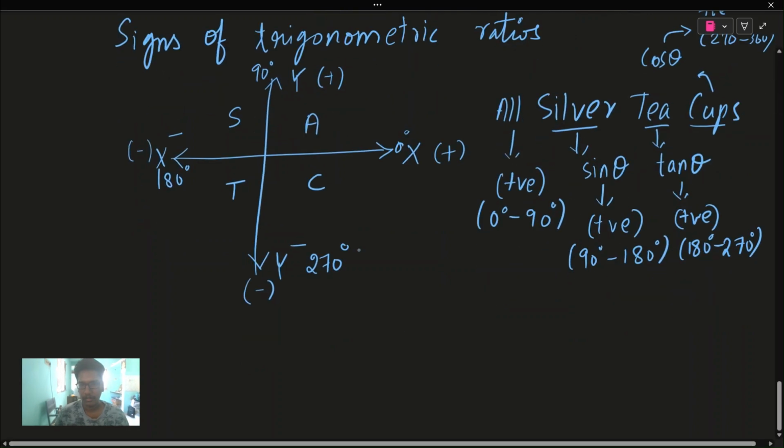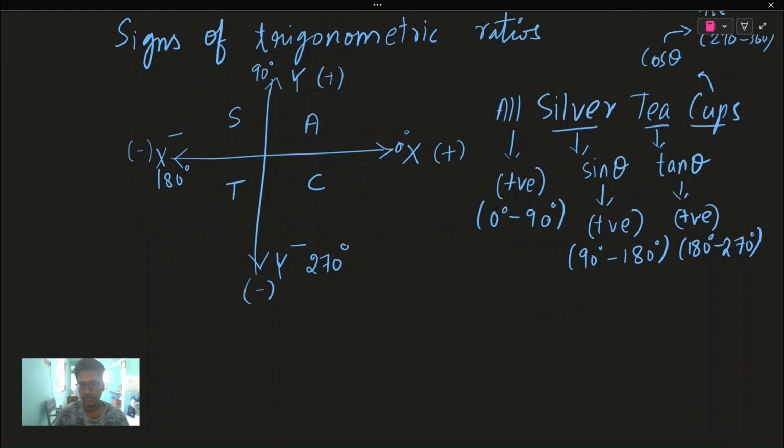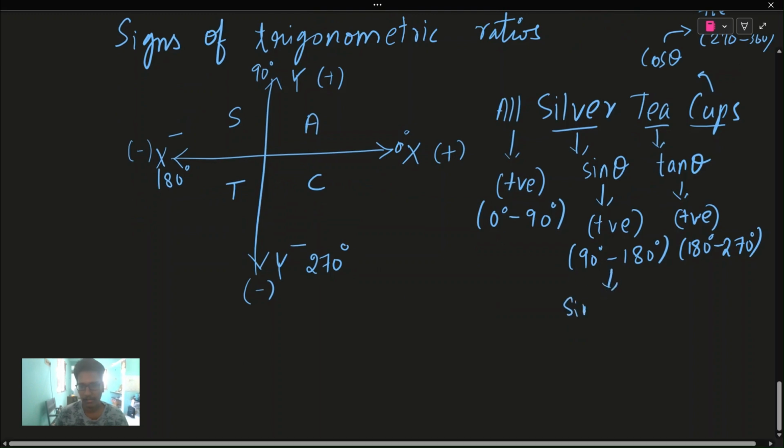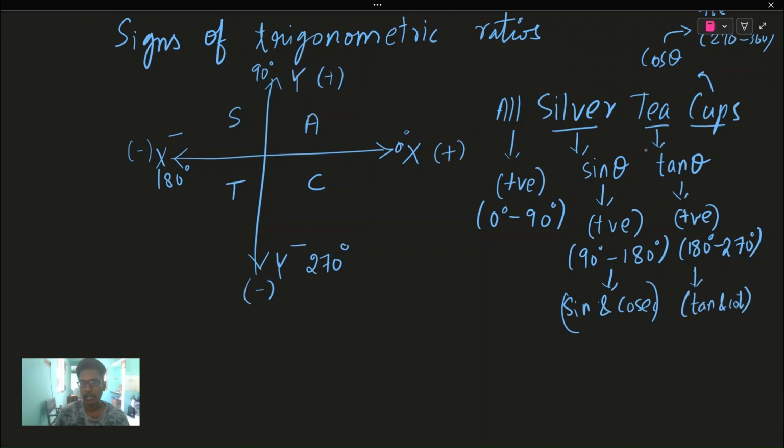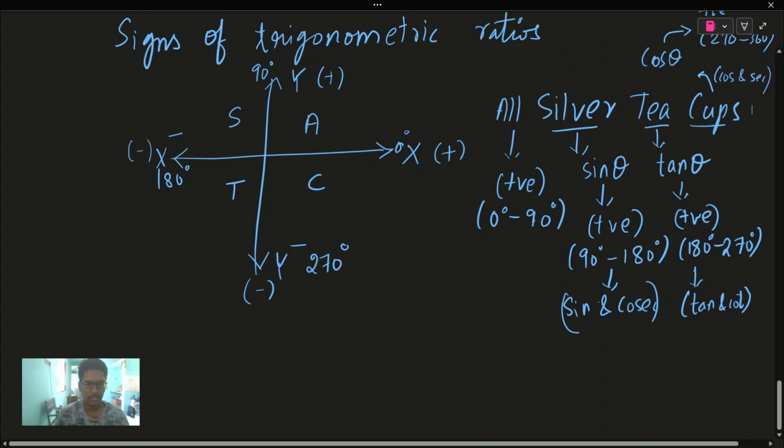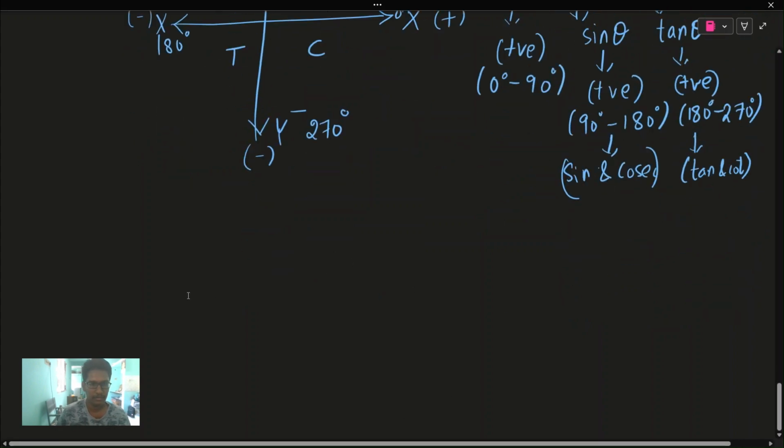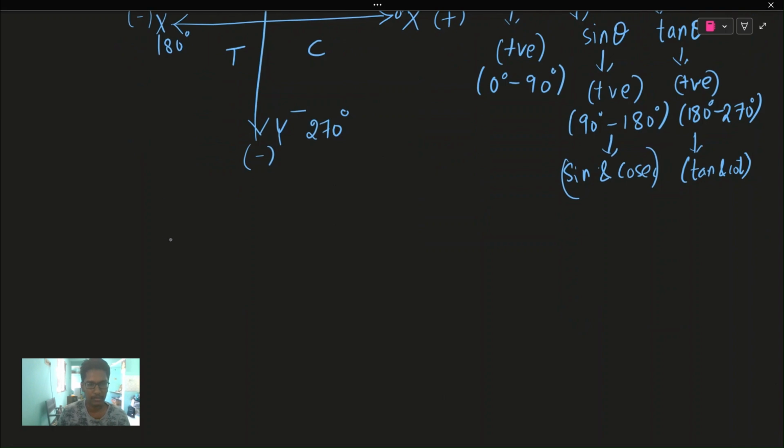Here, sin theta refers to sine and its inverse, which means sine and cosecant. Same way, tan refers to tan and cot, and cos refers to cos and secant. This is to be noted. So let's tabulate this so that it would be easy for us.